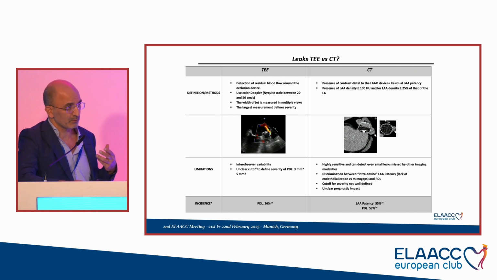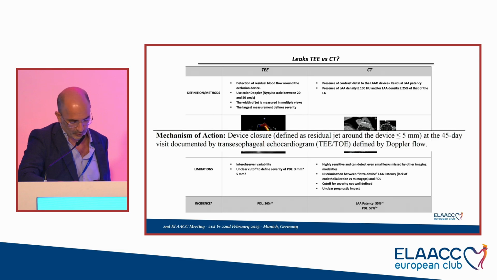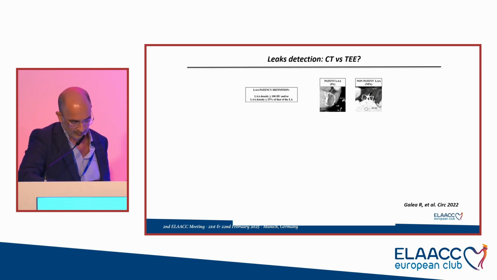And the most relevant issue is that it's very, very frequent. Even if you put that in the best hands, it's between 30 to 50% of residual patency on CT. So this is disturbing, which has nothing to do with TE. And still, in all the trials now, Champion, Catalyst, if you have to use TE, it's the significant peri-device leak. It's still this 5 mm cutoff.